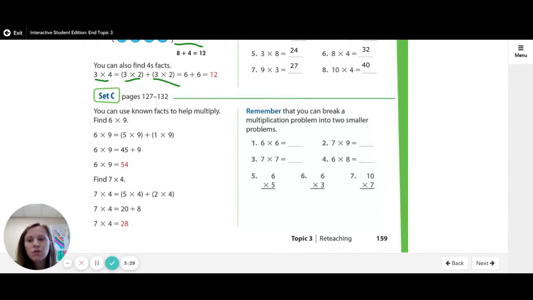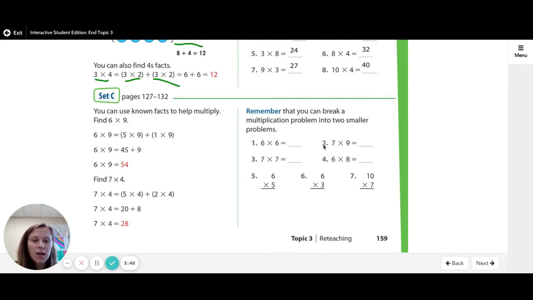Let's look at set C. You can use known facts to help multiply. So we know to do 6 times 9, we could think about 5 times 9 plus 1 times 9, or 45 plus 9 to get 54. When we're looking at 7 times 4, we can think of 5 times 4 plus 2 times 4. 20 plus 8 is 28. So these just break down our larger facts if we need help with that.